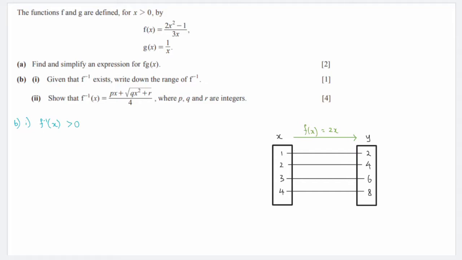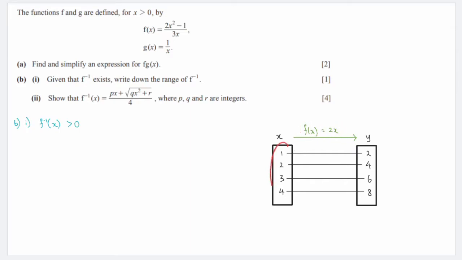Suppose we look at a graphical representation of how a function works. So here we have two sets of numbers, where the set of numbers on the left I call x, and the set of numbers on the right I call y. A function f will basically map every single number in x to a number in y. For example, here my function f(x) is given as 2x.